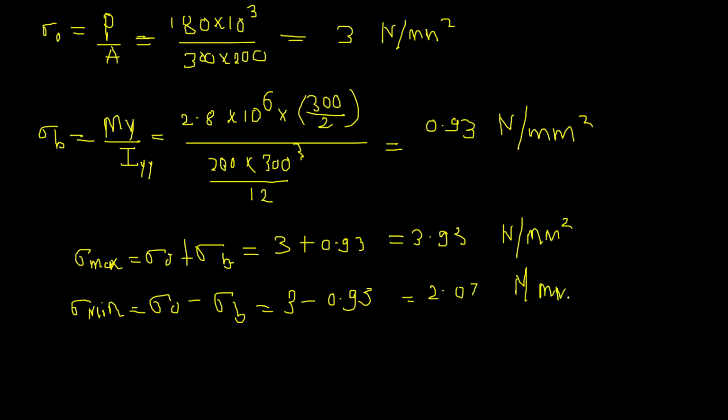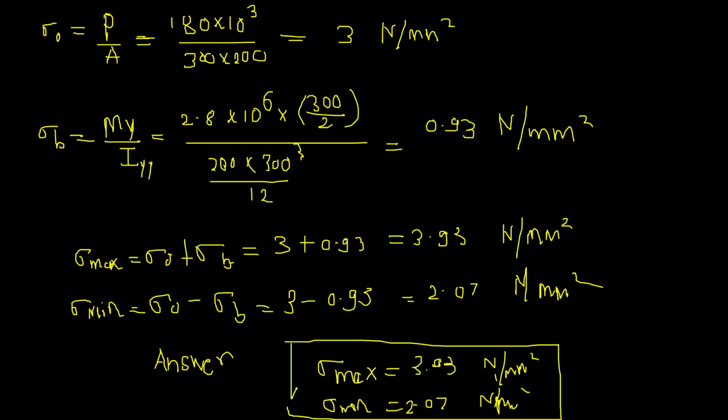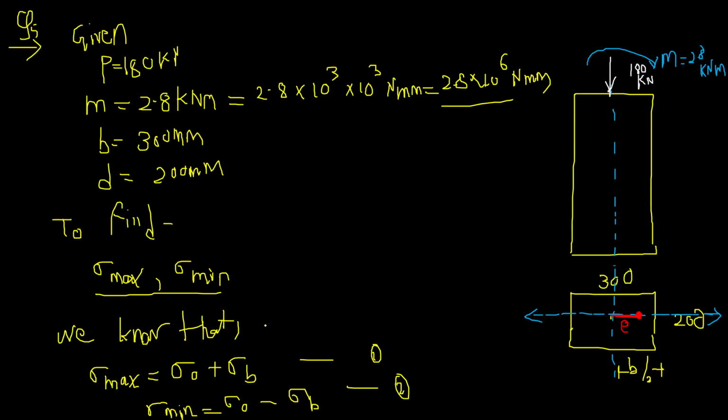इतकं झाल्यावर खाली असं लिहायचं answer. Okay, whatever the question is given, at last you should write answer, and whatever the final values which were asked in the to find, हे to find मध्ये जे जे लिहिलं आहे तुम्ही हे डायरेक्टली इथे लिहायचं. Sigma max 3.93 Newton per mm square and sigma minimum 2.07 Newton per mm square. Okay, and then highlight this. So these were the first 5 questions of the assignment. Okay, so remaining questions we'll discuss in the next video.